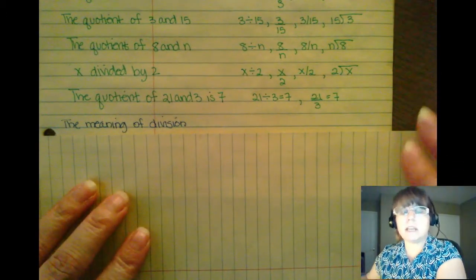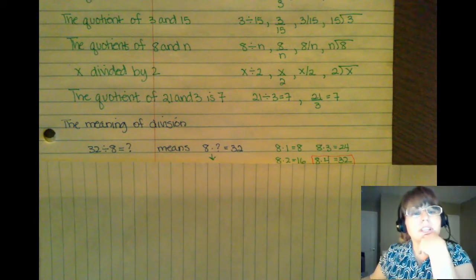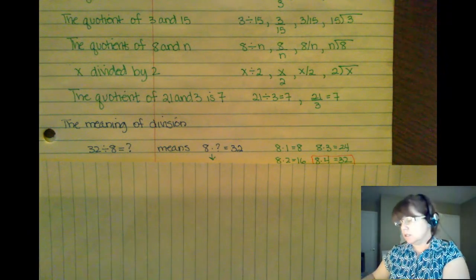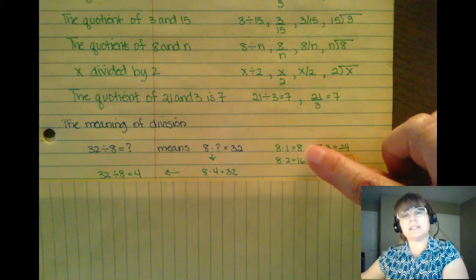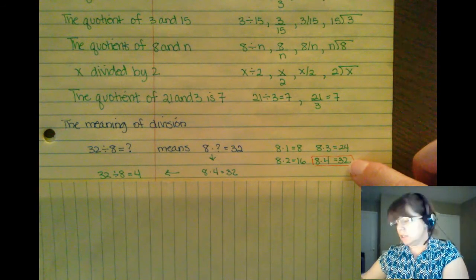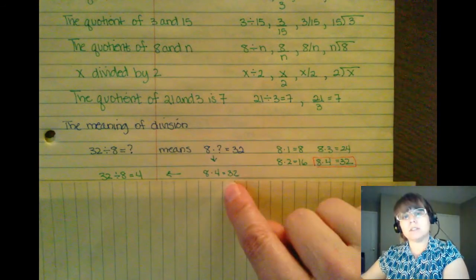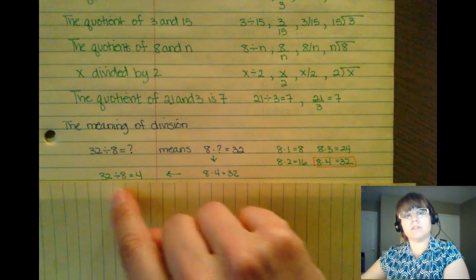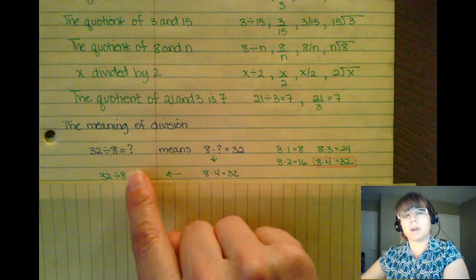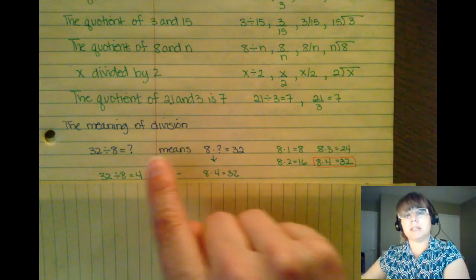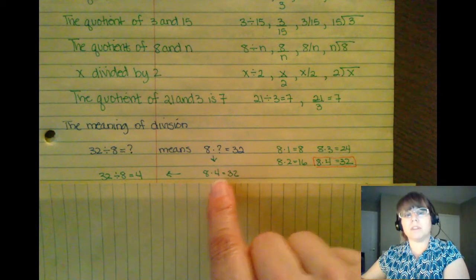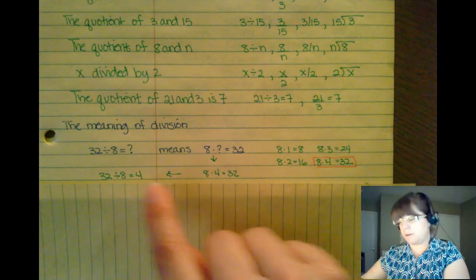So let's go through the meaning of division. 32 divided by 8 means 8 times what gives us 32? If you're off to the side, 8 times 1 is 8, 8 times 2 is 16, 8 times 3 is 24, and 8 times 4 is 32. So 8 times 4 is 32, and therefore 32 divided by 8 is 4. It's kind of a roundabout way of going through this process, but 32 divided by 8 means 8 times something equals 32. 8 times 4 equals 32, therefore 32 divided by 8 is 4.